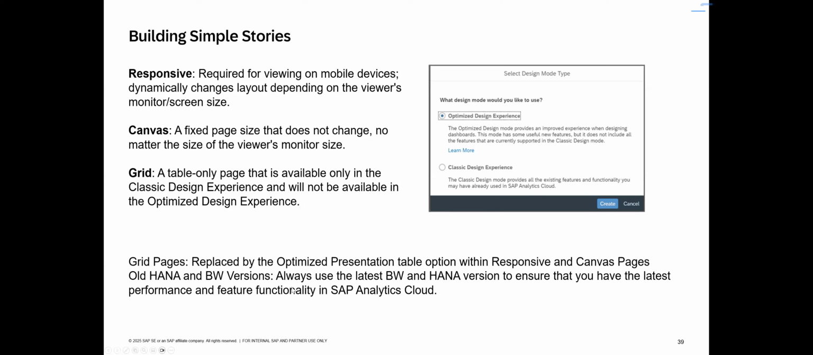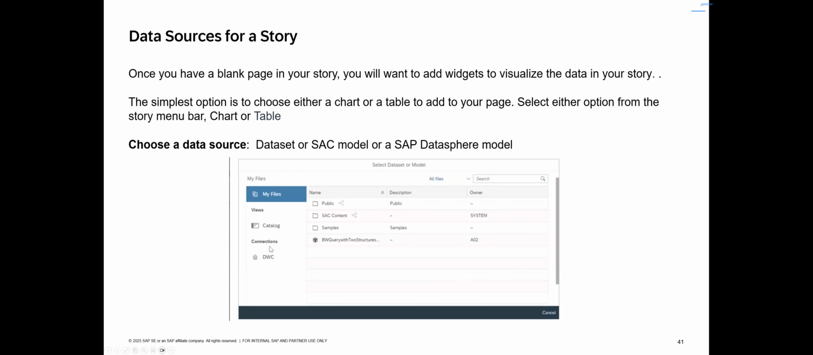And again, for old HANA and BW versions, always try to use the latest BW and HANA version. In case you are on an old BW and HANA version, we should apply the latest notes to get the maximum performance and feature functionality in SAP Analytics Cloud. Okay, let us go next.